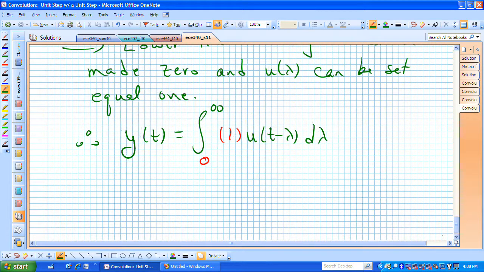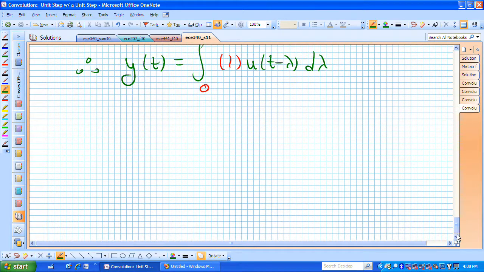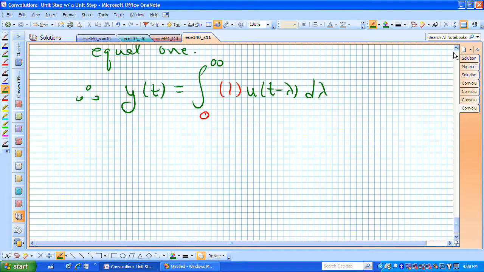We've now simplified that integration formula by getting rid of essentially this time interval from minus infinity to infinity, by realizing what u of lambda is. It is a waveform that turns on at non-negative values of lambda, and that allows us, because that's what we're integrating with respect to, to essentially establish the lower limit of integration as 0.